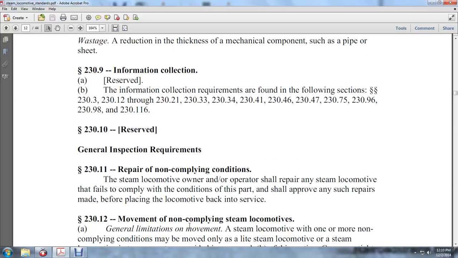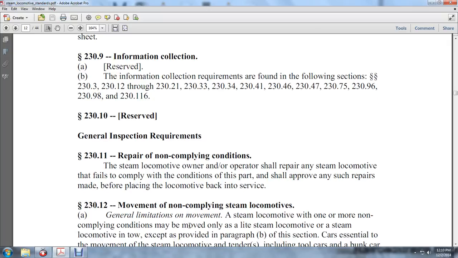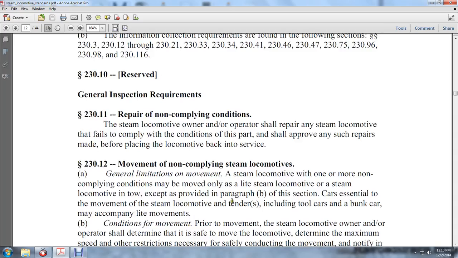Movement of non-complying steam locomotives. General limitations on the movement of a steam locomotive with non-compliant conditions: it may be moved if the steam locomotive is light or in tow, except as provided in paragraph B of this section. The cars essential to the movement of the steam locomotive tender, including tool cars and bunker cars, may accompany light movements.